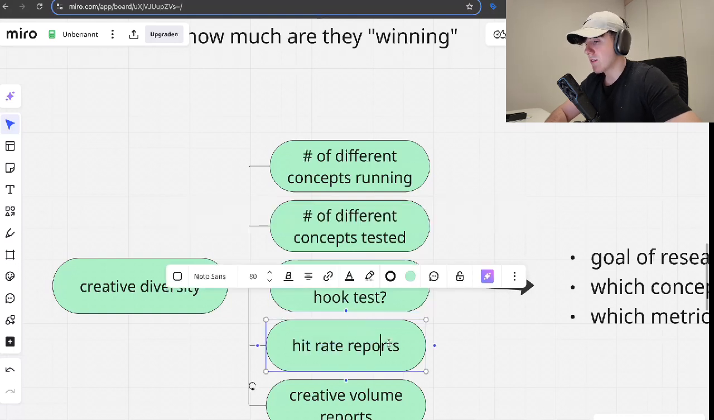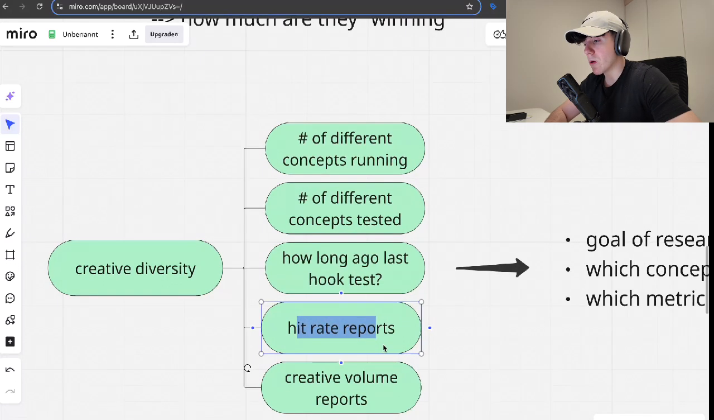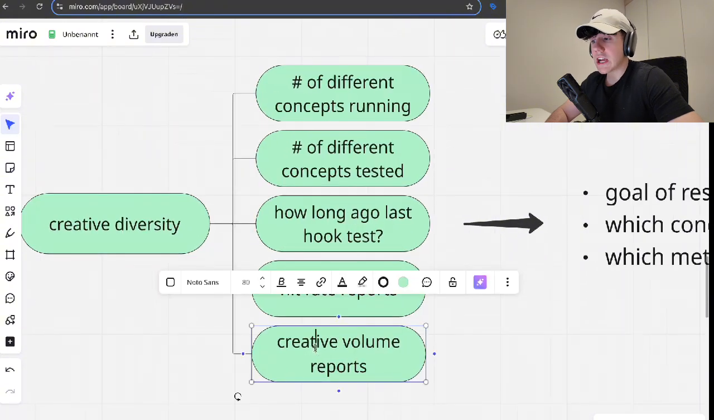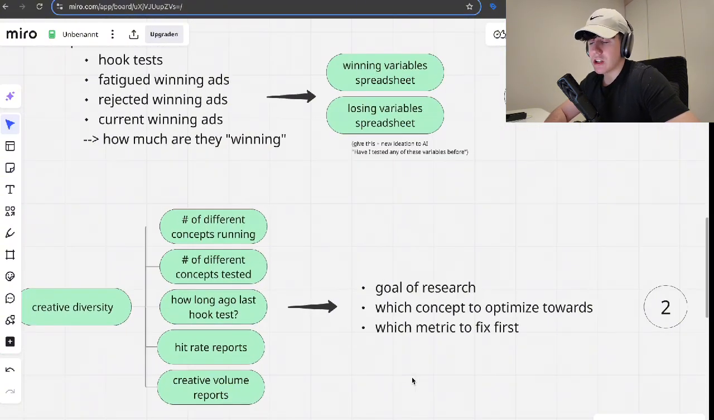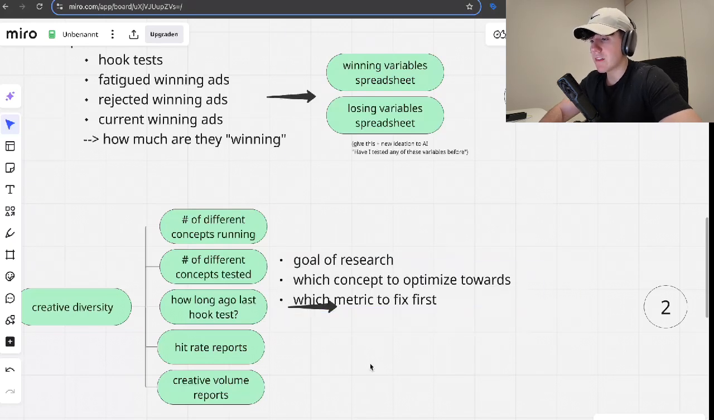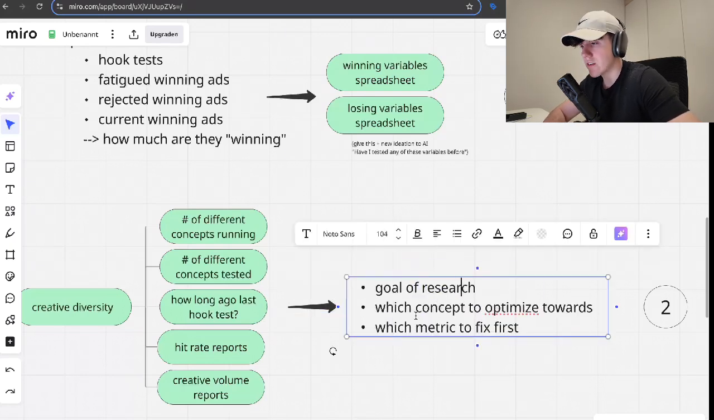You're going to basically take a look at the hit rate reports and see what's been going on there. Then you're going to check out the creative volume reports, all these different things. The reason why we want to check these things out is because we want to find out what is the goal of research, right? Which concepts do we optimize towards, and which metrics to fix first.